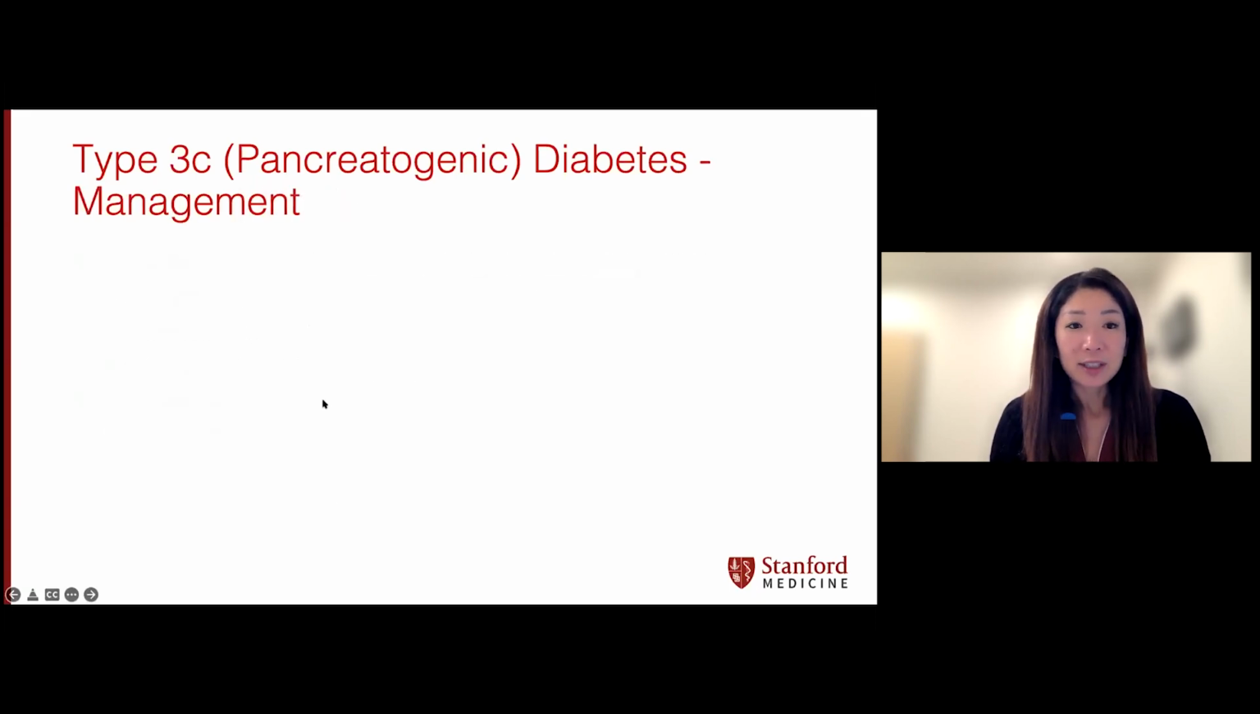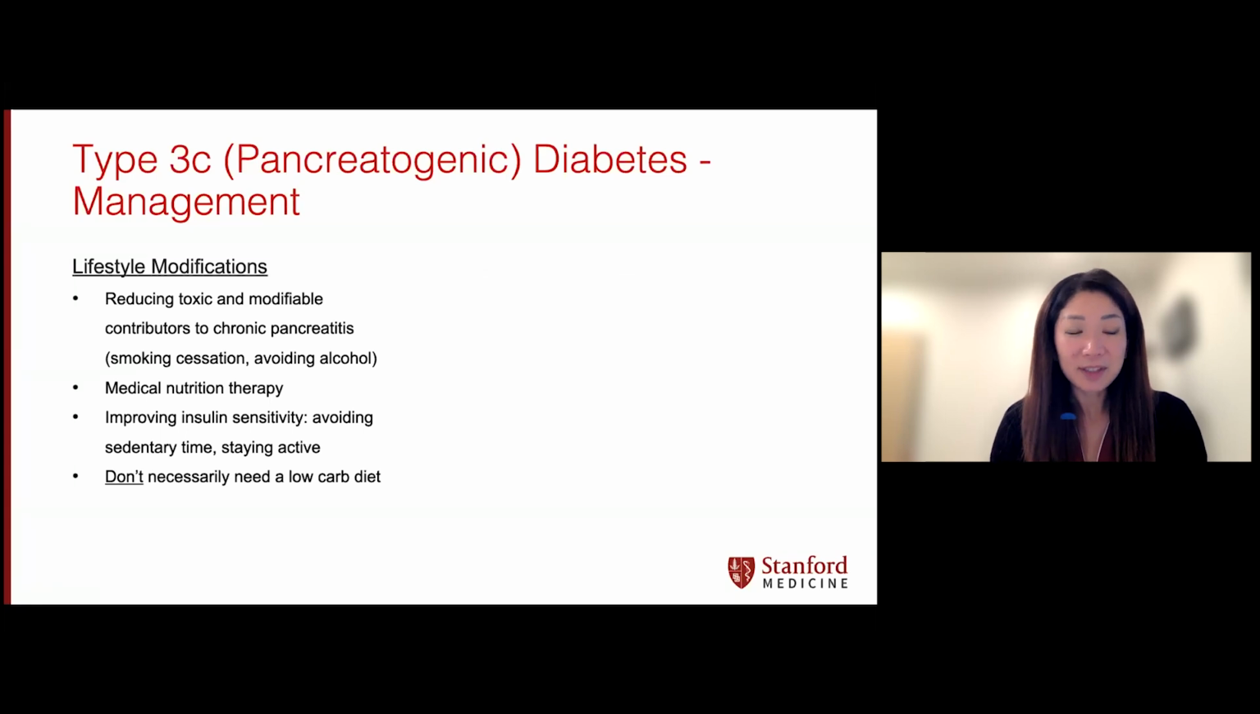Now, how do we manage type 3C diabetes? Lifestyle modifications remain kind of similar to what we talk to patients with type 1 and type 2 diabetes about. So importantly, reducing toxic and modifiable contributors to chronic pancreatitis, really trying to get at the underlying cause. So for patients with alcohol-related pancreatitis, really stopping all alcohol consumption, smoking cessation, medical nutrition therapy is also important. So it's important to maintain your nutritional status so that your whole body can heal properly.